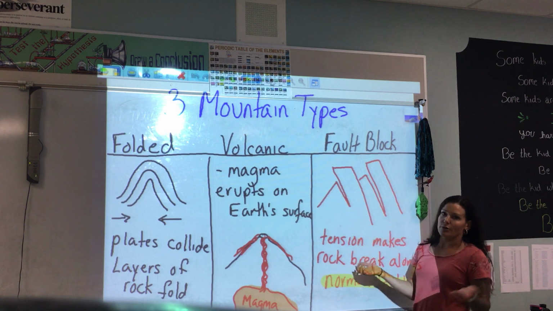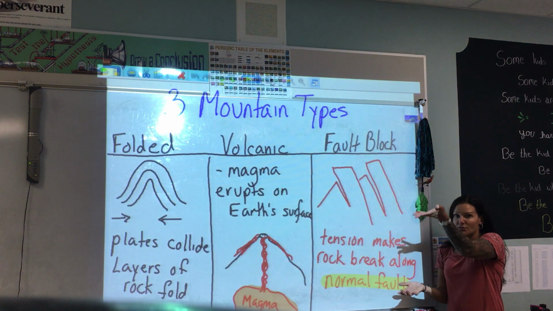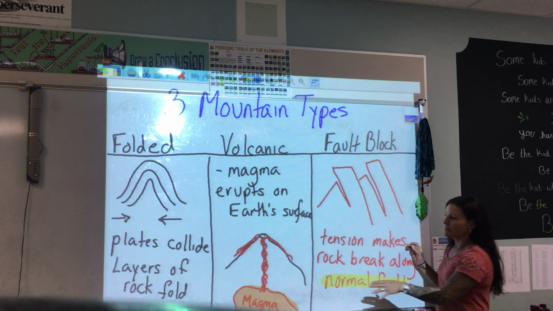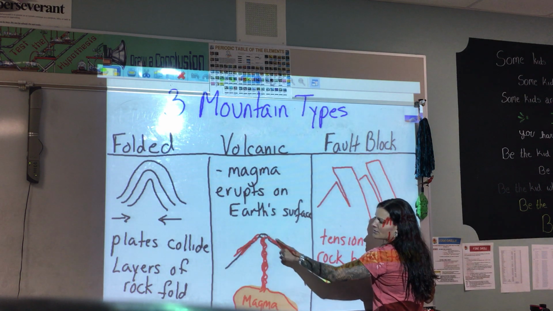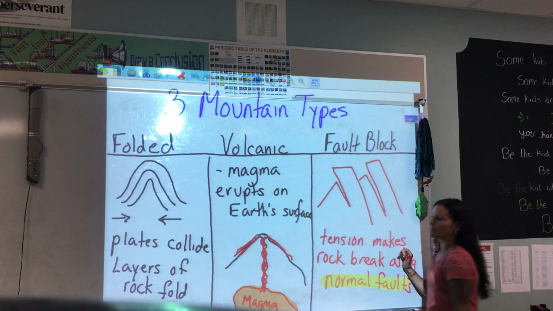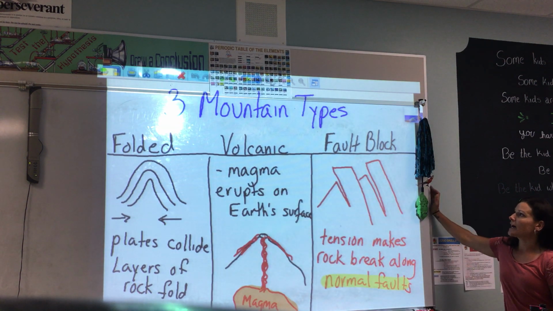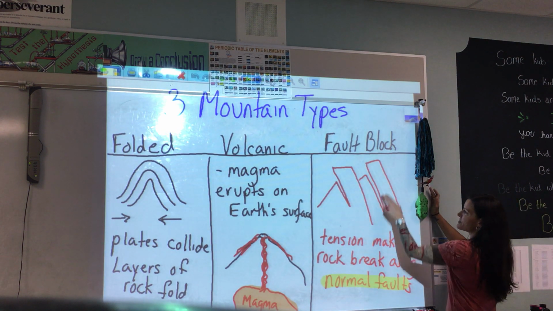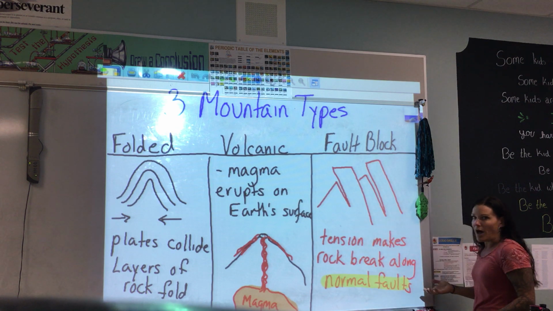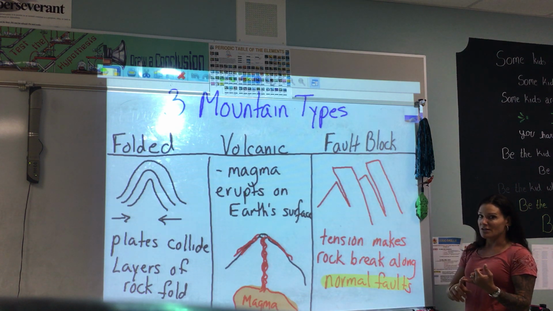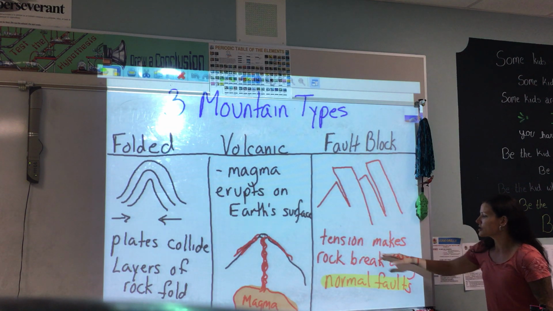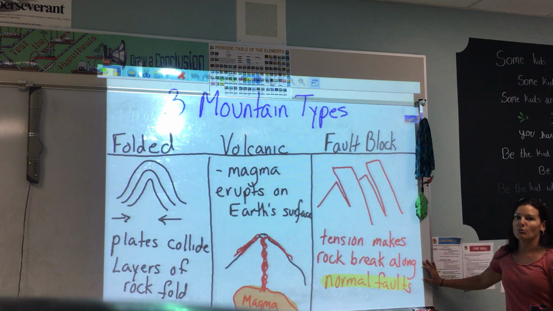Volcanic mountains occur because magma is rising through the Earth's crust. It erupts onto the Earth's surface and trickles down the sides, cools off, and a mountain builds from there. The last type of mountain is called a fault block mountain. That's where you have chunks of lithosphere that stick up like blocks because there's a fault, and along that fault there are blocks of lithosphere. Tension makes rock break along normal faults.